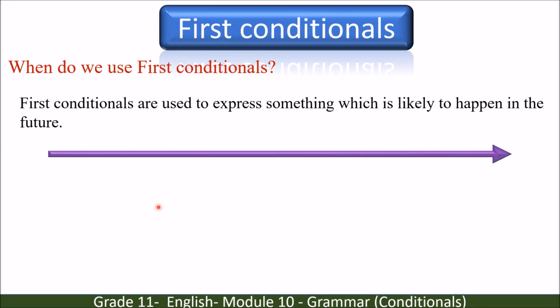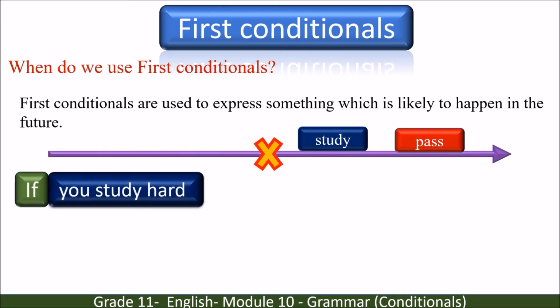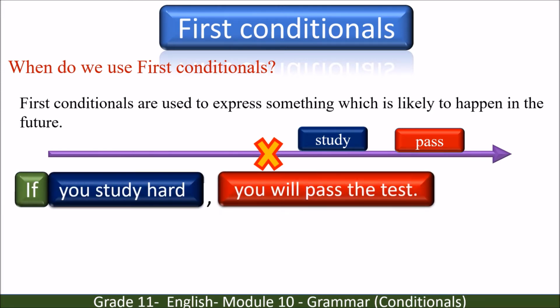This line represents time. This is the present. So this is the past, and this is the future. It's the beginning of the school year. You still have a whole year ahead of you to study and pass the test. So you need to study hard to pass the test. The two actions are in the future. So your teacher says, if you study hard, you will pass the test.